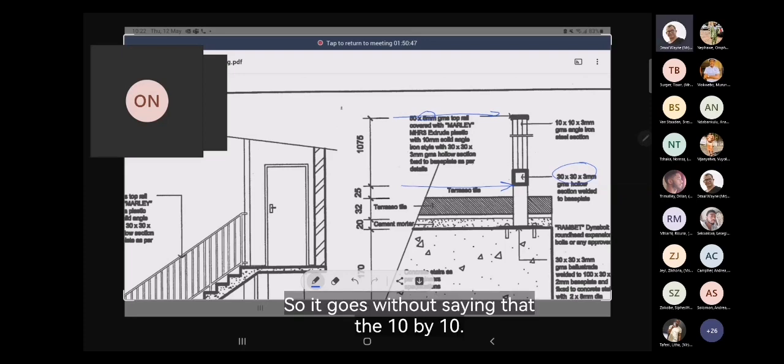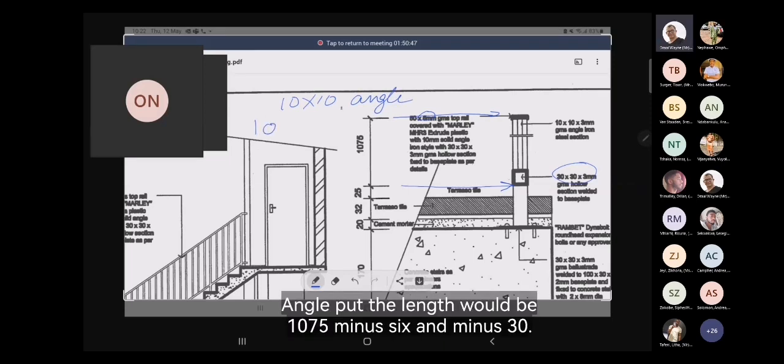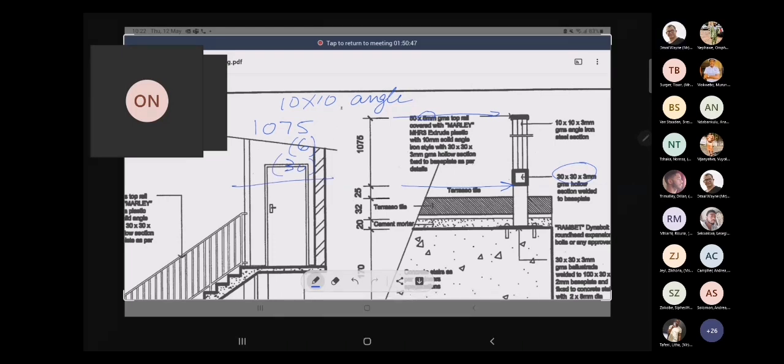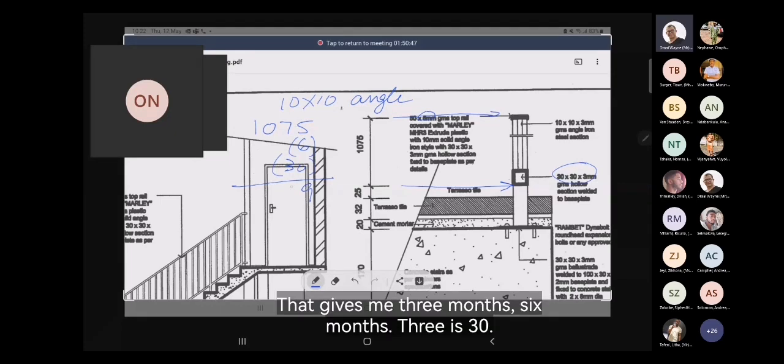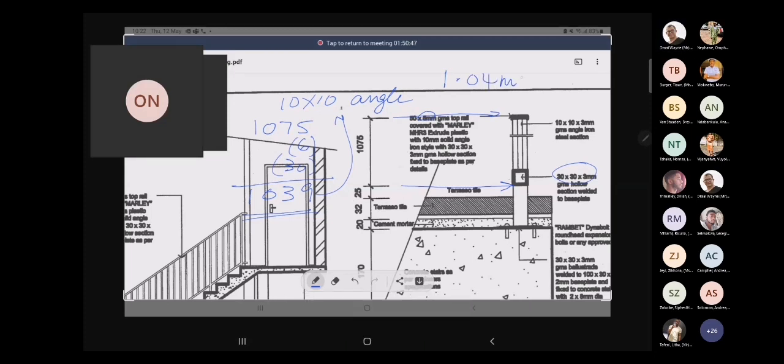So it goes without saying that the length of the 10 by 10 angle would be 1075 minus 6 and minus 30. That gives me 1075 minus 6 minus 30. So the length of each of these would be 1.04 meters. Do you agree with me?